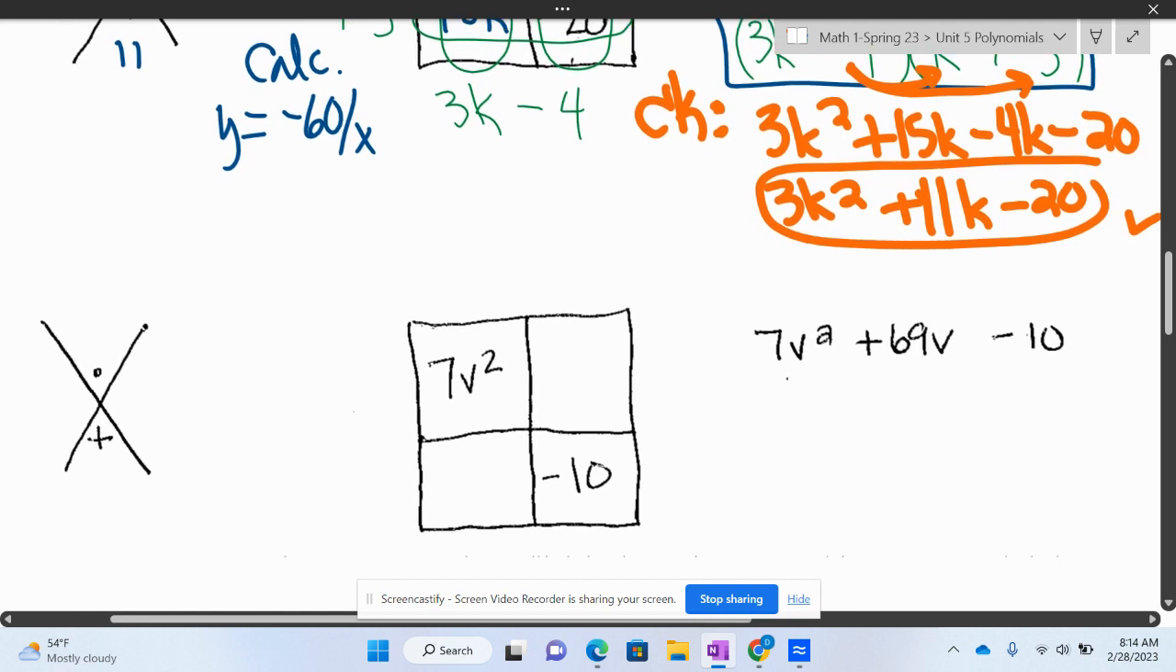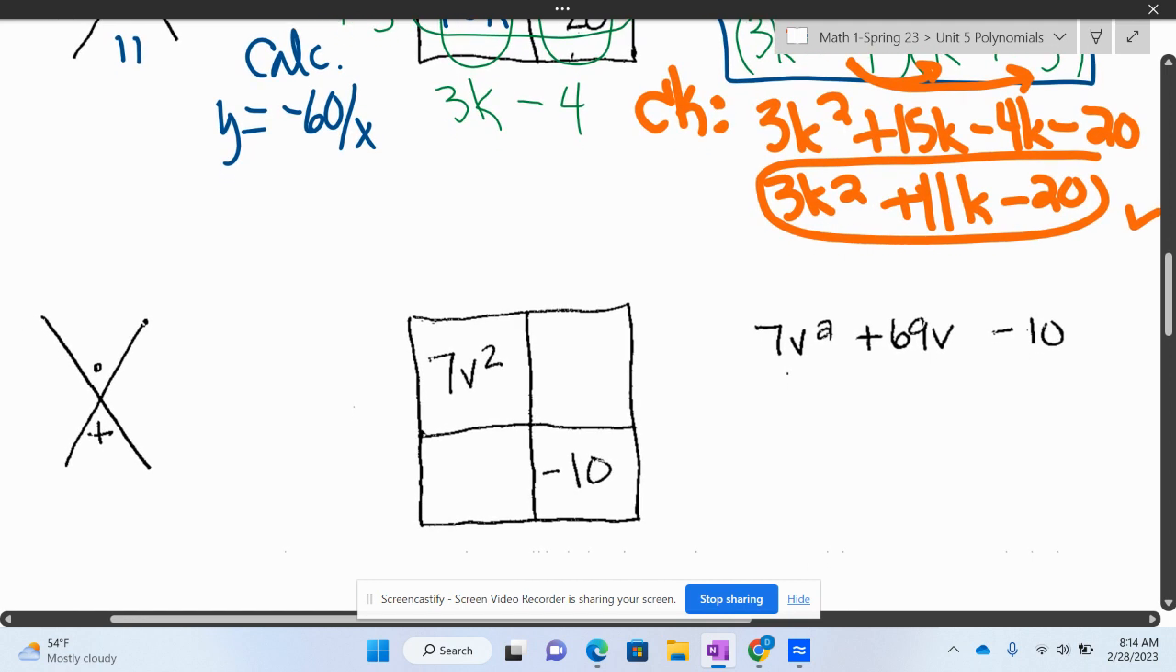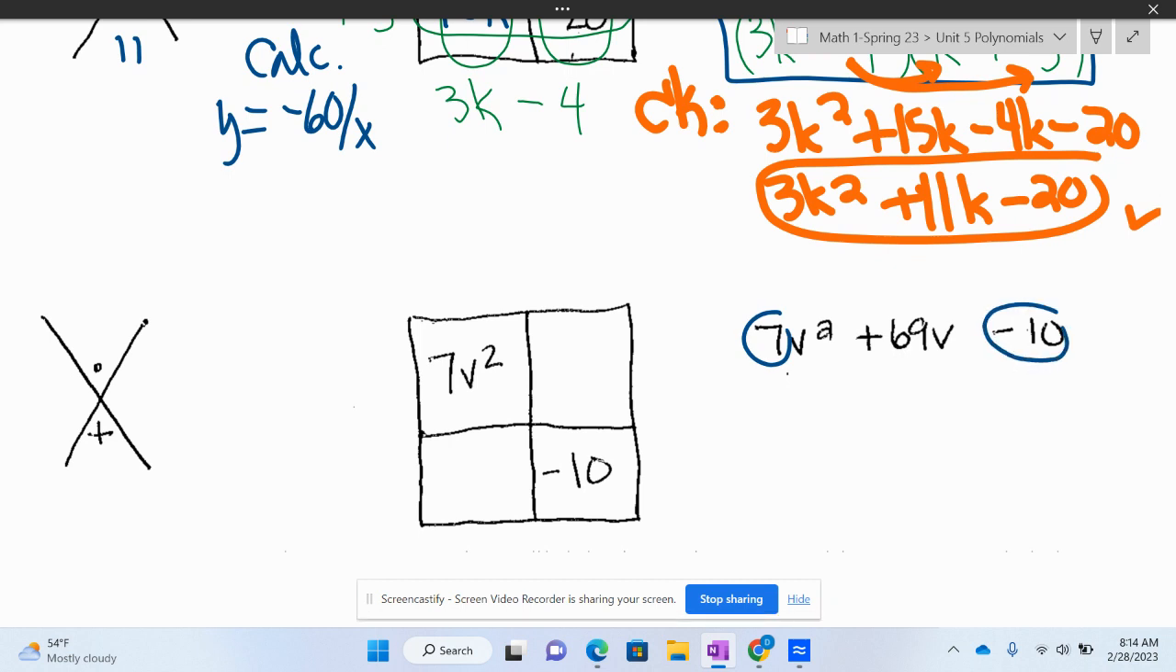So what am I putting in the product? A times C is what? Negative 70. Has to sum up to negative 69. So that's like 70 times negative 1. It is 70 times negative 1. Good job. 70 times negative 1.